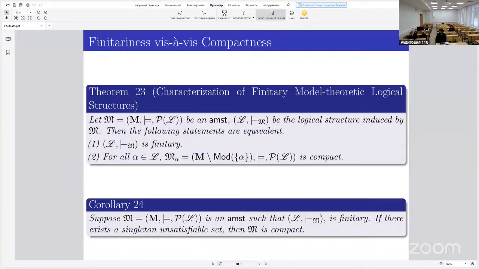But does it give you the compactness theorem for first order logic? It would, as he asked, if you assume soundness and completeness. Yeah, well, that's a lot of work. But there is another thing. There is also something interesting.